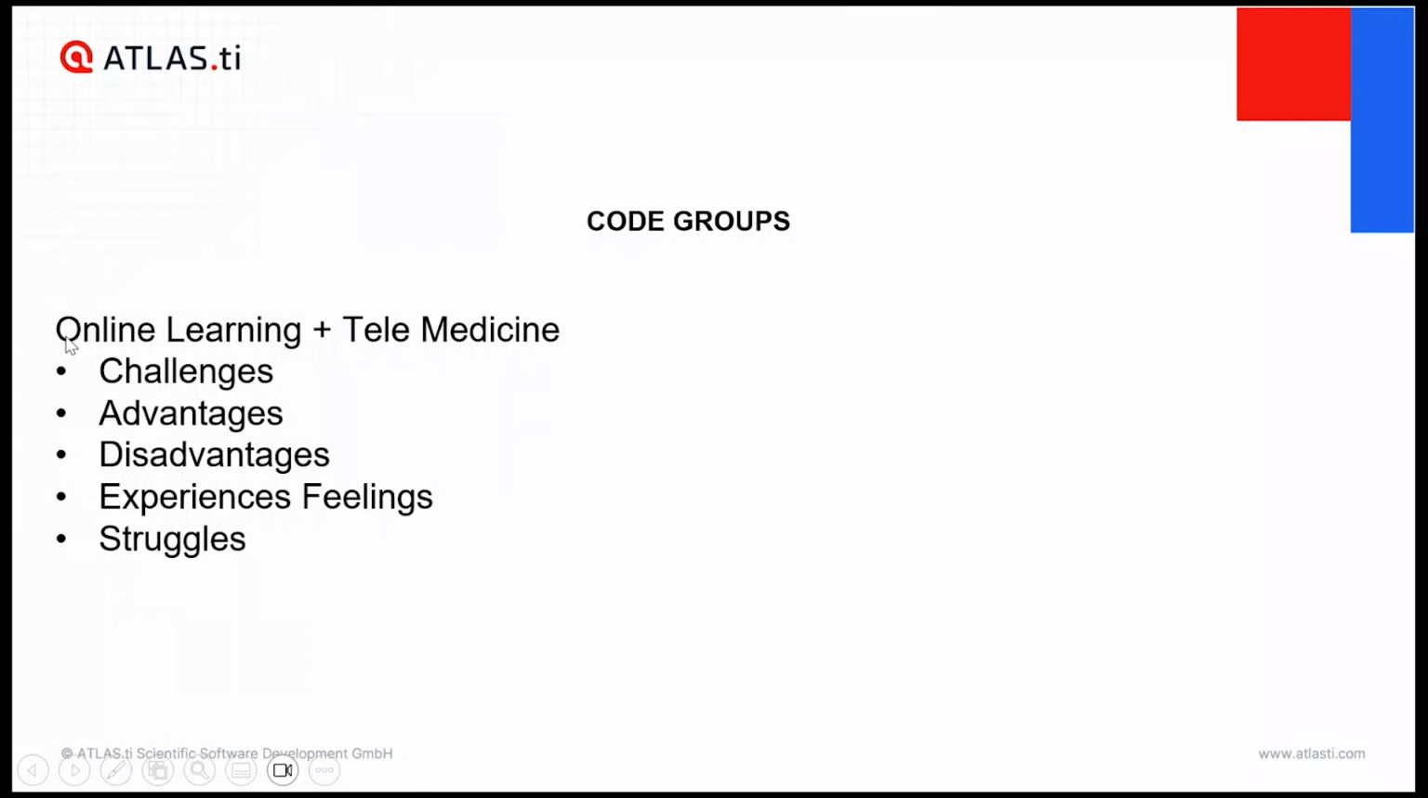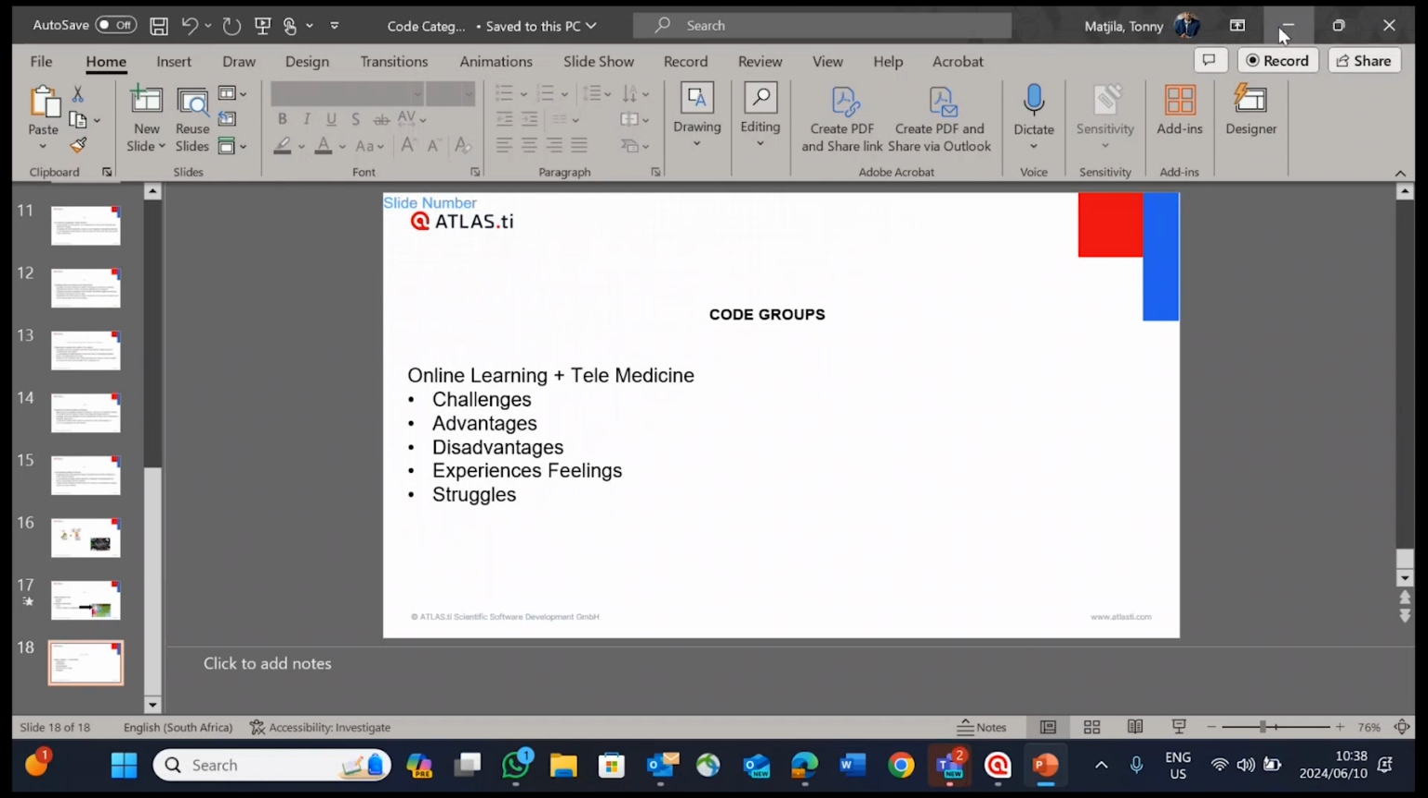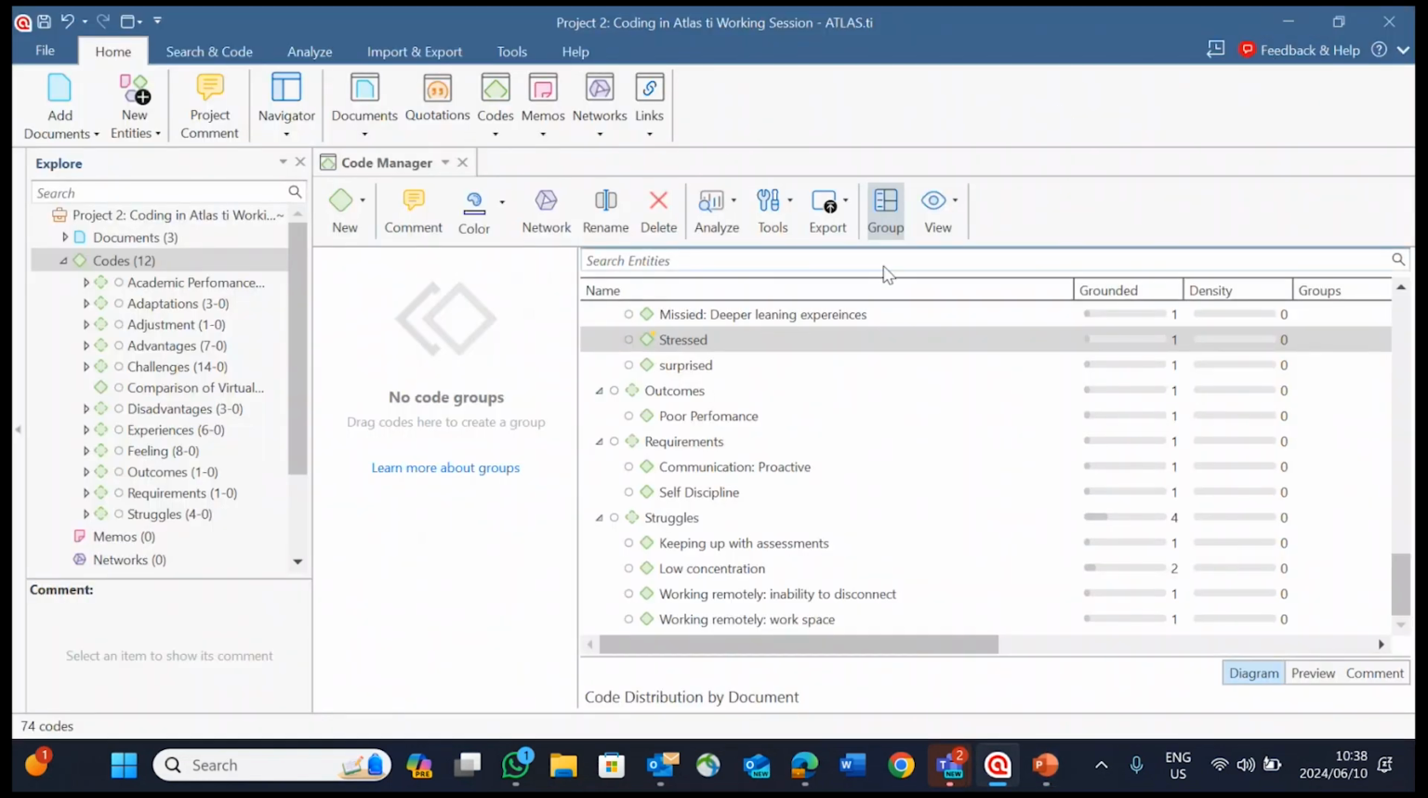So for me, the conversation was about online learning and telemedicine. So the broader technology, and I felt that I can create the categories or group these codes into challenges, advantages, disadvantages, experiences, and feelings, as well as the struggles. So these are the codes that I have identified. And how am I going to do that now?